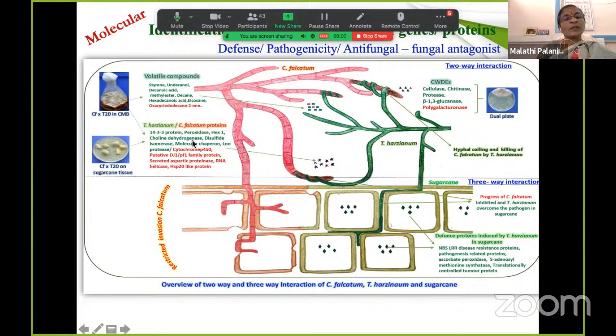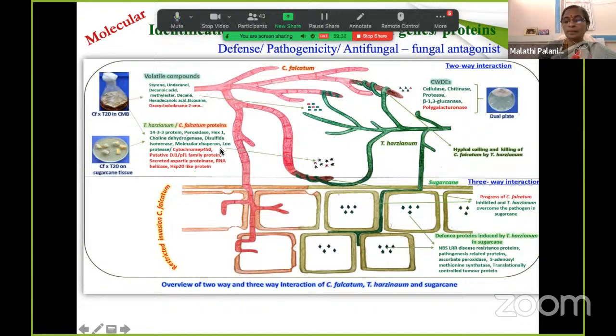well as antifungal proteins and pathogenicity related proteins during two-way interaction, and the genes expressed for cell wall degrading enzymes we have also identified. During three-way interaction we identified defense gene expression, and likewise we are characterizing the genes. Here you can see the potential target sites like cytochrome P450 for azole fungicides, which we have characterized through this tritrophic interaction as well as by two-way interaction.